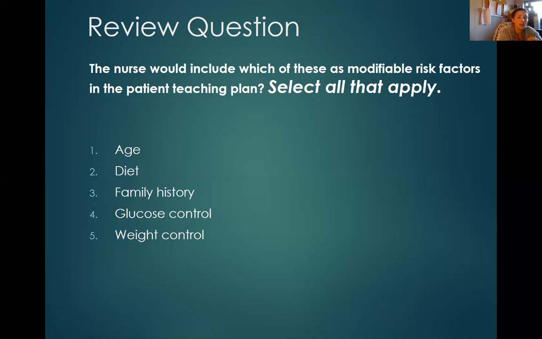Glucose control. Can I manage my blood sugar? Absolutely. I can take my medications that I'm supposed to. I can modify my diet so that I don't eat foods that are going to elevate my blood sugar, things like that. And then weight control. If I do some of the things that are suggested here, like modifying my diet, modifying my blood sugar, then I'm probably going to impact my weight subsequently. So can't do age, can't do family history, but I can modify my diet, my blood sugar, and my weight.